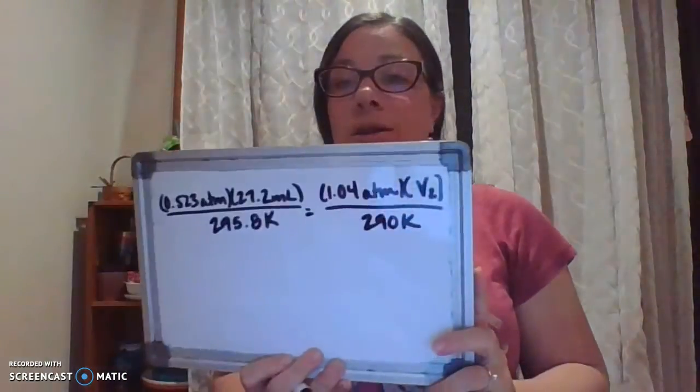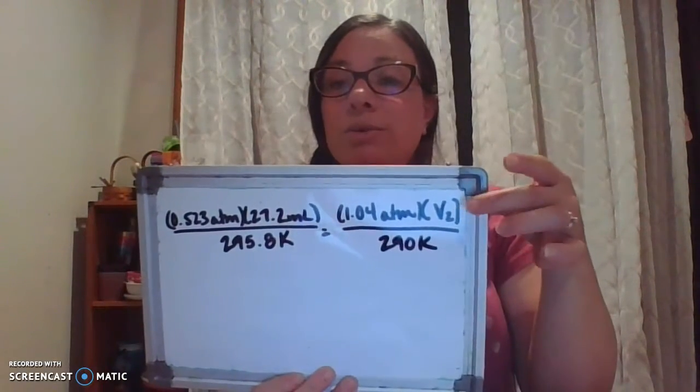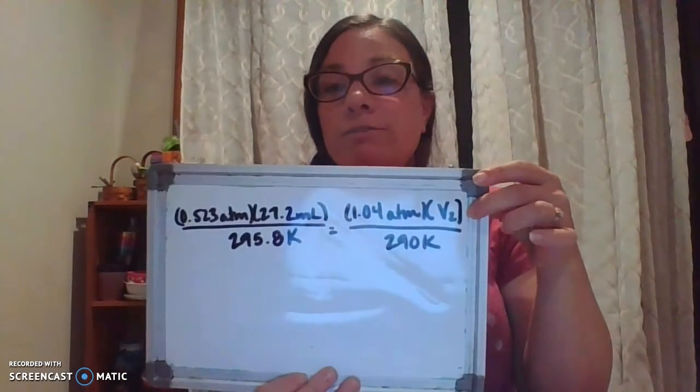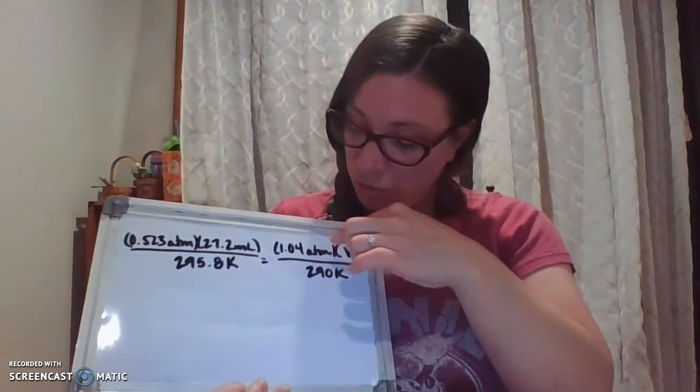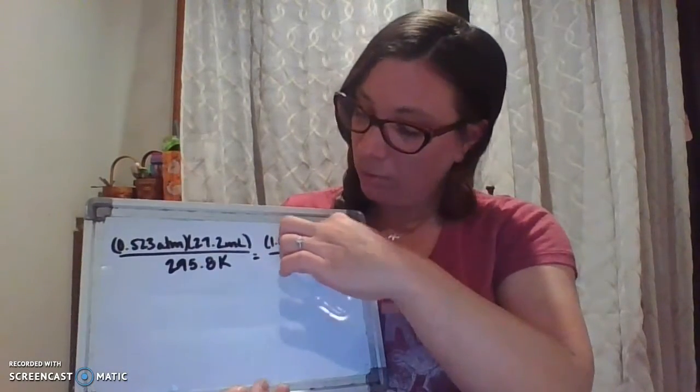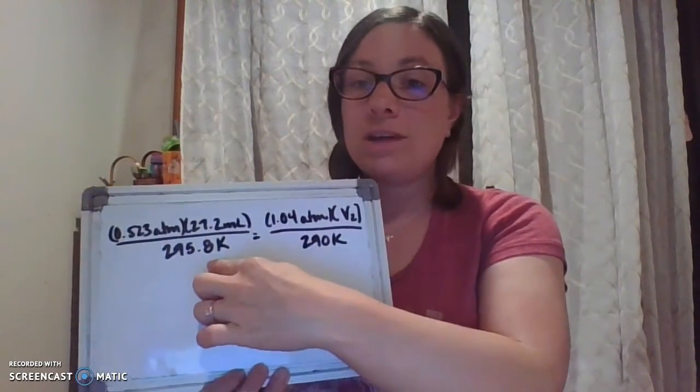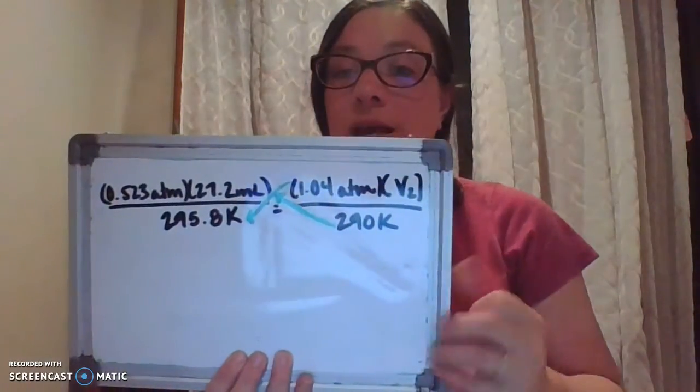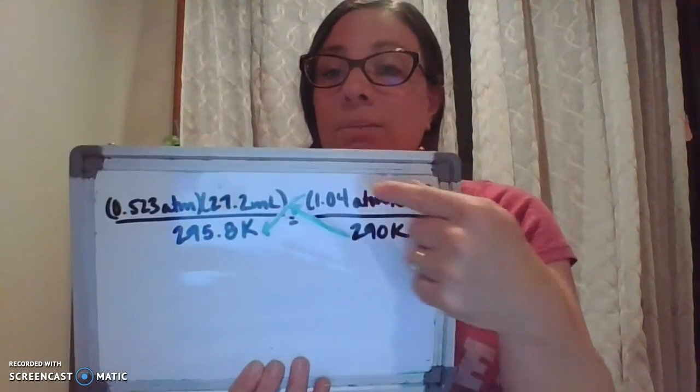Okay, so here's my work. I'm solving for V2 right here. So I want to isolate V2. That means that I want to bring this 290 up to the numerator of the other side, and I want to bring this 1.04 atmospheres down to the denominator, and that'll allow me to separate volume 2 and isolate it in my calculation. So just so everybody can see, I'm bringing the 290 up and I'm bringing the 1.04 down, and I'm going to solve.